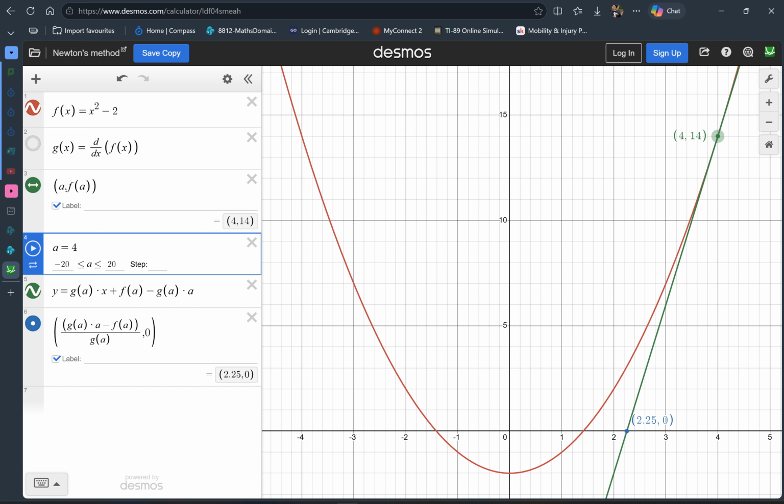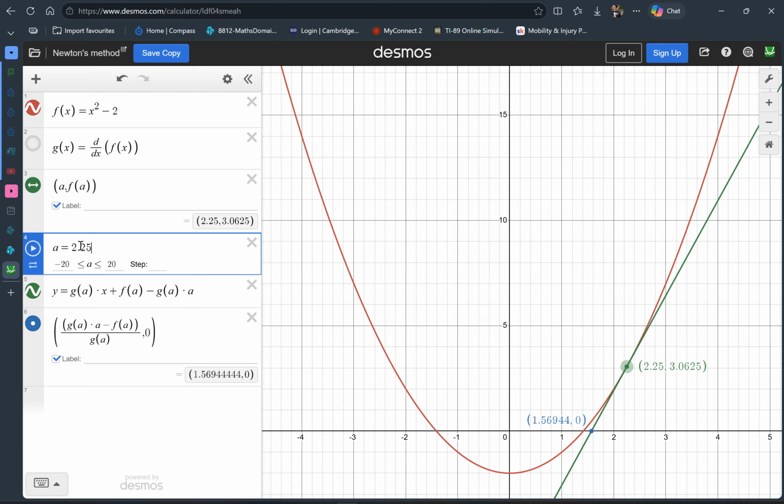Then the next one is, how do I find the x-intercept? If you want to find it, let y equal 0, rearrange the equation, find x, and that's what you get. So this is the x value whilst y is equal to 0. Yeah? And what this means is, visually, you can see what happens here. At 4, the x-intercept is 2.25. So if I want to find the next tangent line, my x value now is 2.25. I change from 4 to 2.25. And now, at 2.25, that's my new tangent line, and that's my new x-intercept.